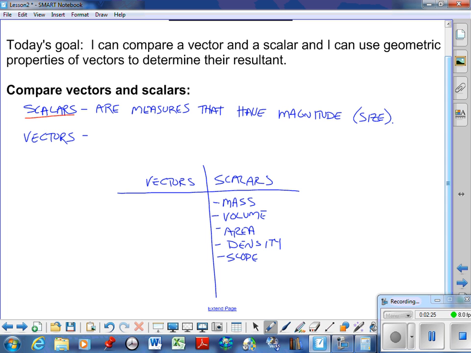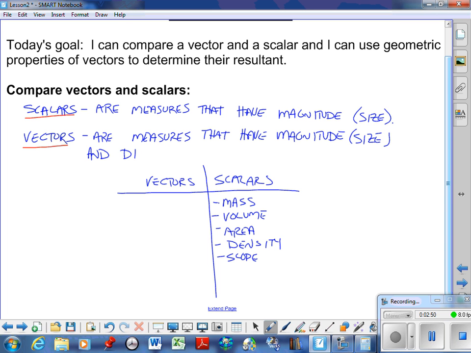All right, so what's the difference? You ask yourself, then what's a vector? Well, vector is very closely related. They are measures that have magnitude, which is size. And then here's the thing that sets them apart. This is the and direction. Direction. Okay? So very important. Vectors contain both. So when I ask you to compare them on the first assessment, you can tell me that a scalar is magnitude only. Vectors have magnitude and direction.